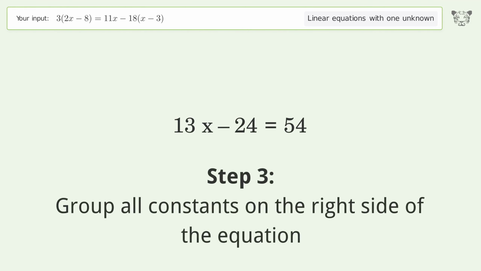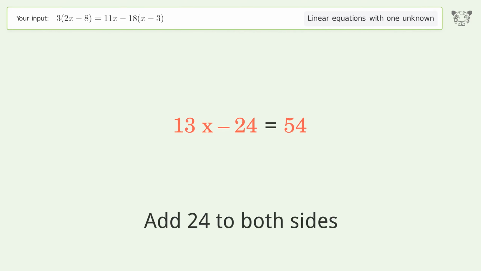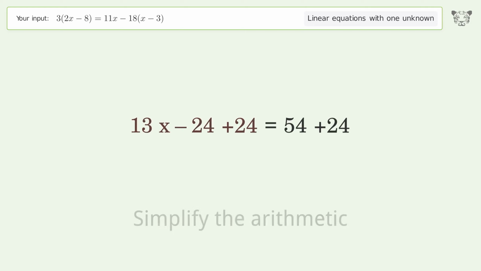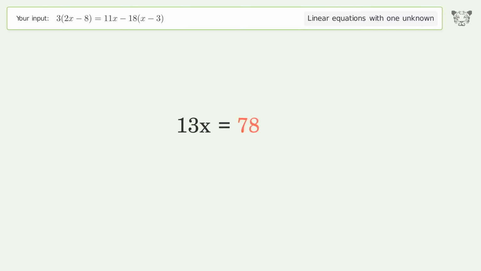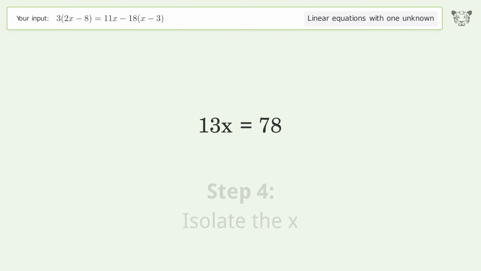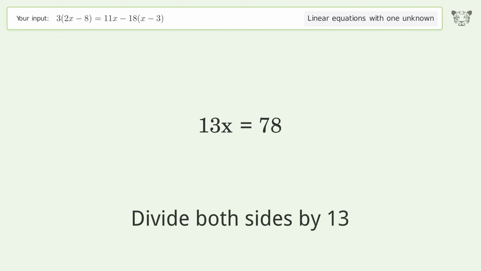Group all constants on the right side of the equation. Add 24 to both sides. Simplify the arithmetic. Isolate the x. Divide both sides by 13.